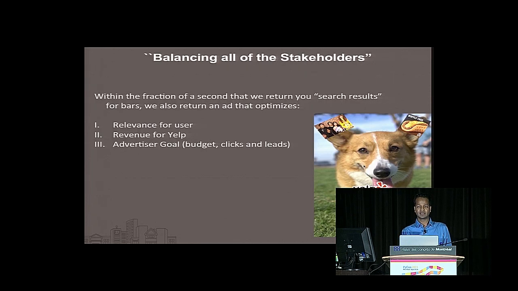So therefore, there are three stakeholders, as I've been referring to all throughout. There are the users for whom relevance matters. Then there are advertisers for whom things like budget, how many clicks they get, how many phone calls they get from those clicks, etc. They matter. And then for Yelp, the revenue matters, right? So inside our ads team at Yelp, Corgi is our mascot. So we like to call it that we want to have a well-proportioned Corgi. We want to balance the 3 points of the Corgi, right?